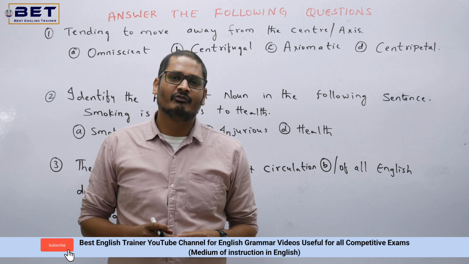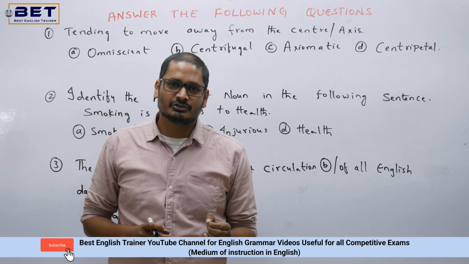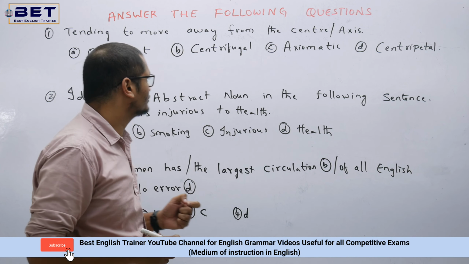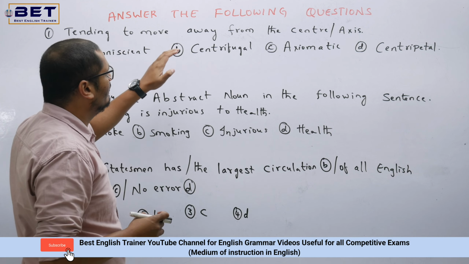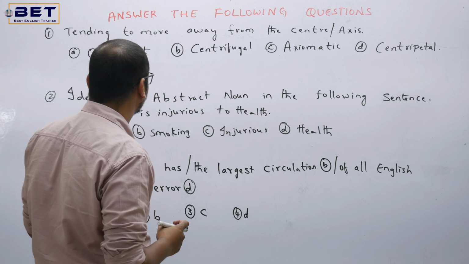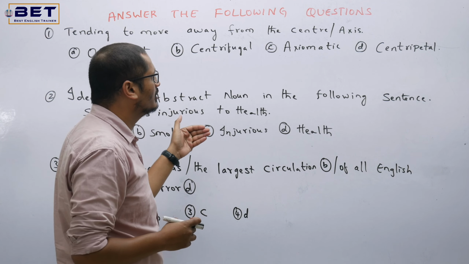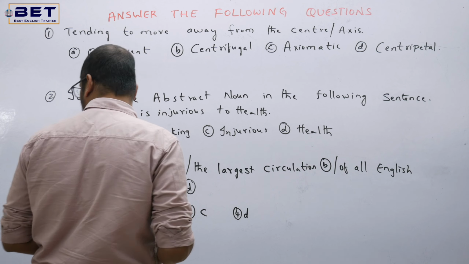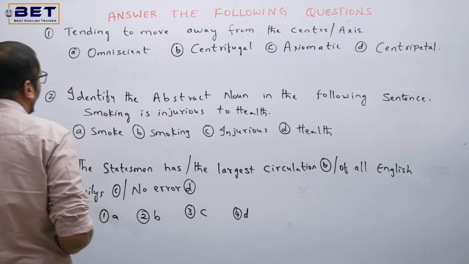In this video, we'll be discussing previously asked questions in detail. Let's see the first question. Tending to move away from the center or axis. So this is the question. We have four options for this: omniscient, centrifugal, axiomatic and centripetal. Now out of these four options, what is the answer?